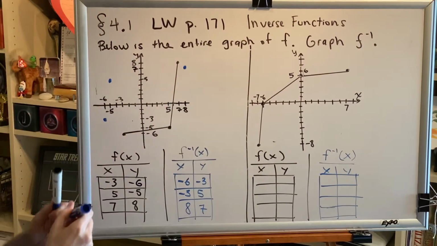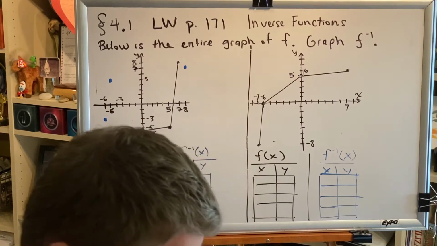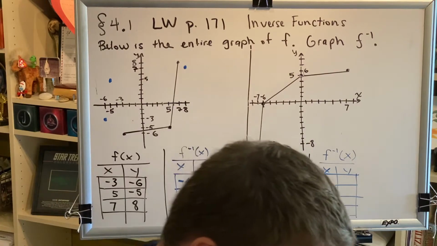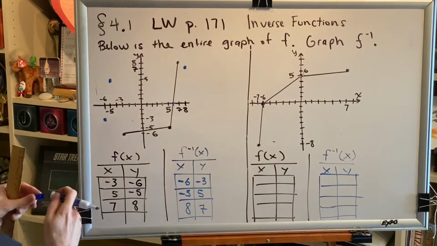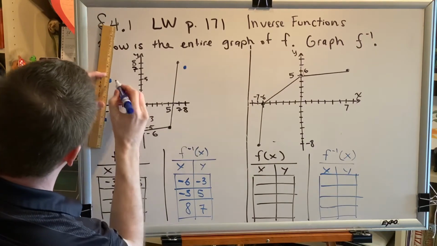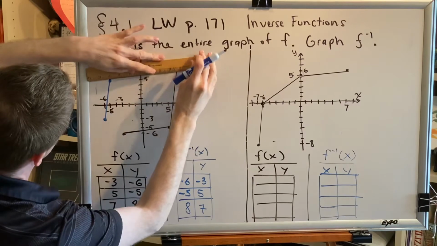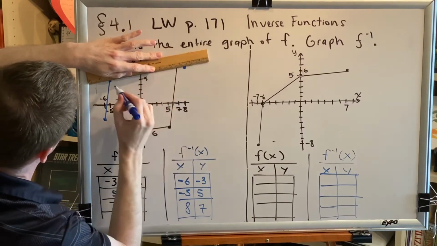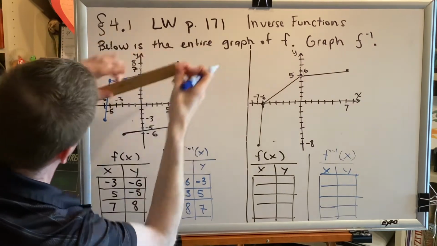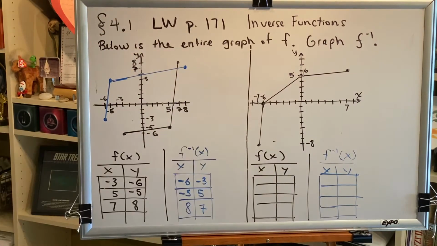Now the original graph consisted of 3 line segments, which means that the final answer is also going to consist of 3 line segments. So we'll use a straight edge, connecting that to that, and that to that. All right, there we go. That is our final answer for this first problem.